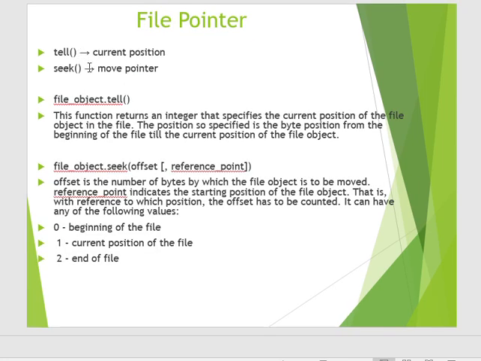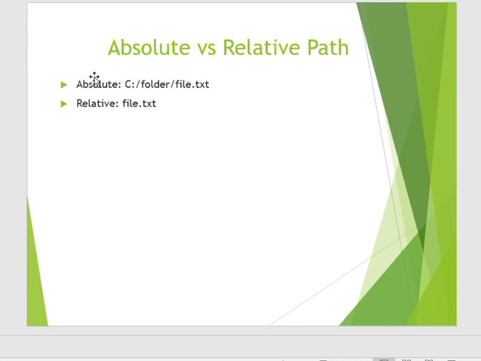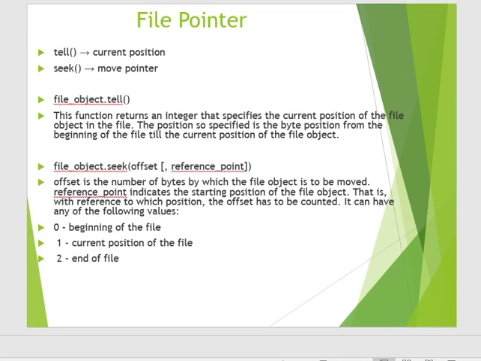Now the next one is file pointers. One is tell and the other one is seek. So we have already written in the binary file, and after that sometimes we need to know where the cursor is or from where we have to read. So tell is for the current position and seek is for moving the pointer. The syntax is file object.tell. This function returns an integer that specifies the current position of the file object in the file. The position so specified is the byte position from the beginning of the file till the current position of the file object. So it is going to give you a numeric value.